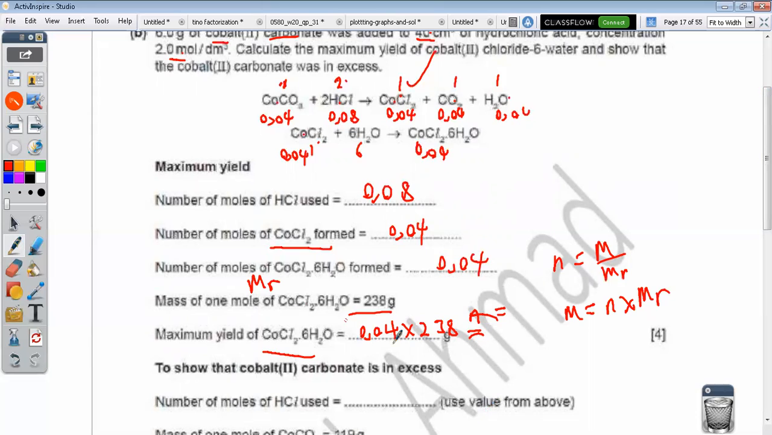We get 9.52 grams. I got 9.52. Yes, 9.52 grams. Yes. Where did that come from? Where did the 6 come from? The second one.